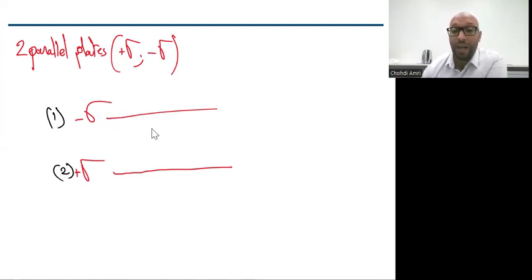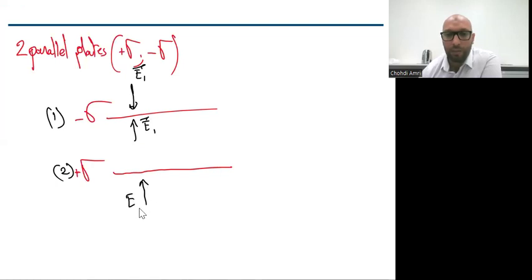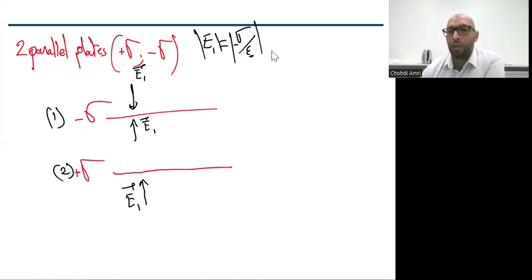Negative charge produces an inward electric field. So the electric field produced by plate 1 is inward, and here is also inward, which is constant. E1 in magnitude is equal to sigma over epsilon naught. Okay, let's take it in magnitude, which is sigma over epsilon naught.